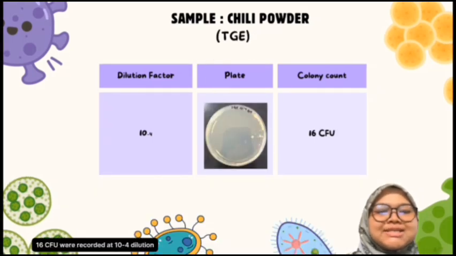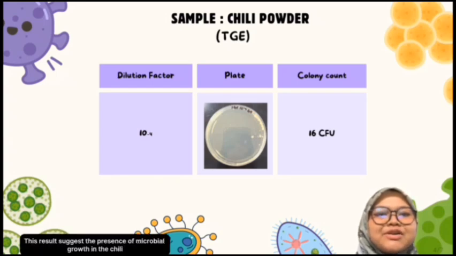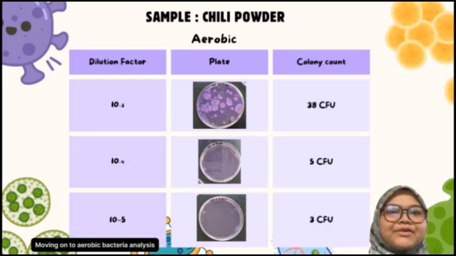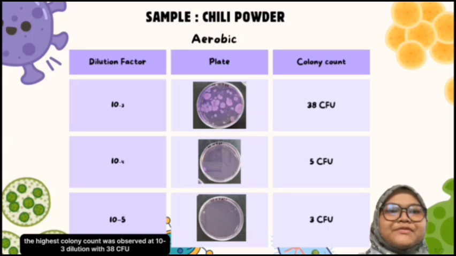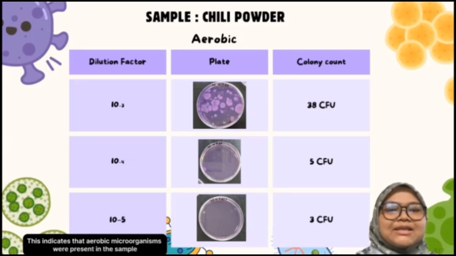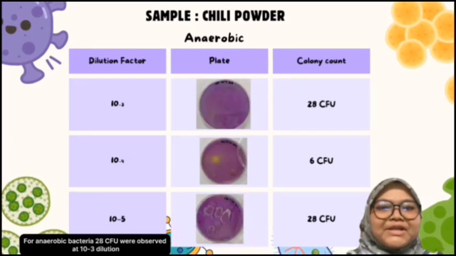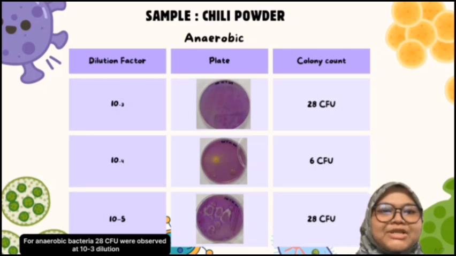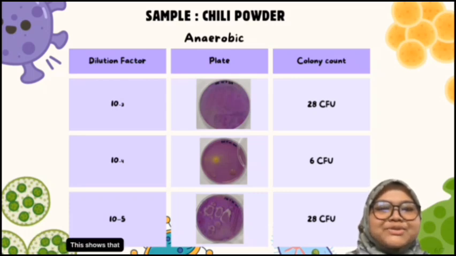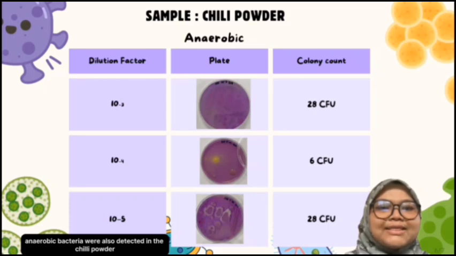For TGE, 16 CFU were recorded at 4 dilution. This result suggests the presence of microbial growth in the chili powder sample. Moving on to aerobic bacteria analysis, the highest colony count was observed at 3 dilution with 38 CFU, followed by 5 CFU at 4 and 3 CFU at 5. This indicates that aerobic microorganisms were present in the sample. For anaerobic bacteria, 28 CFU were observed at 3 dilution, 6 CFU at 4 and 28 CFU again at 5 dilution. This shows that anaerobic bacteria were also detected in the chili powder.